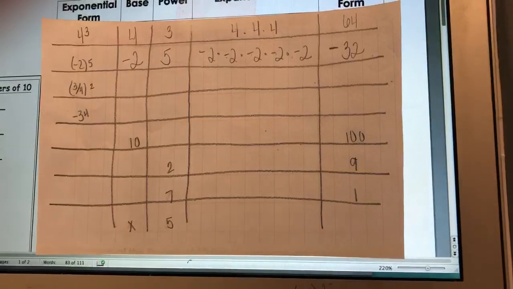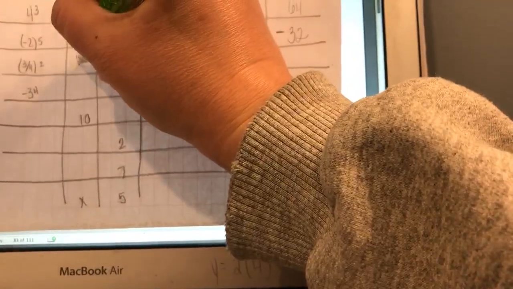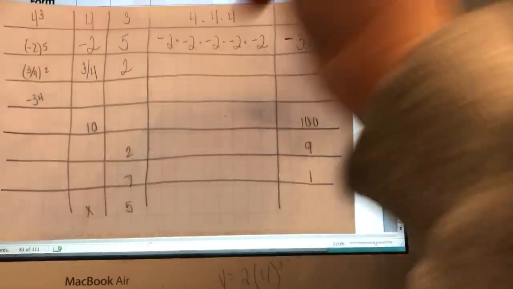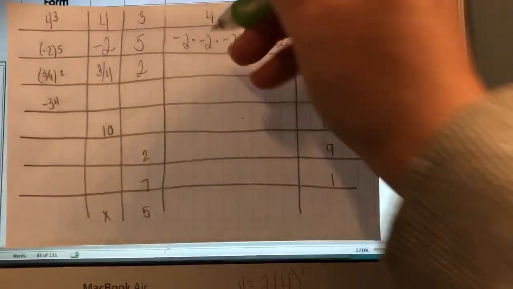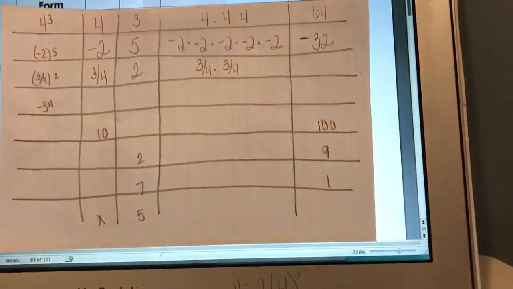Next, I have a fraction. We're not going to freak out. We're just going to take it step by step. For the base, I just have 3/4. My power is a 2. Expanded form, see, this is easy. 3/4 times 3/4 for expanded form.